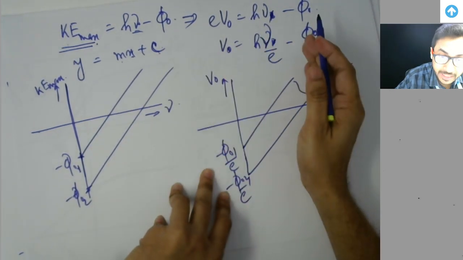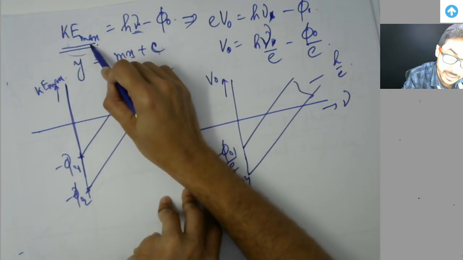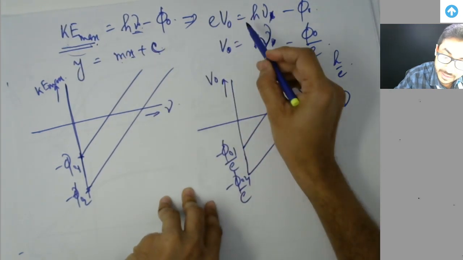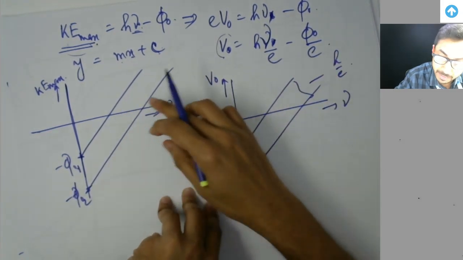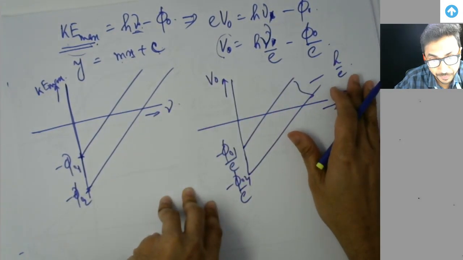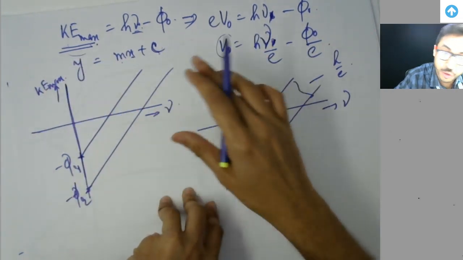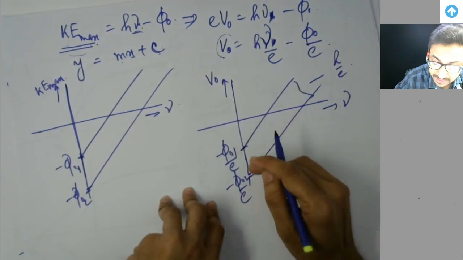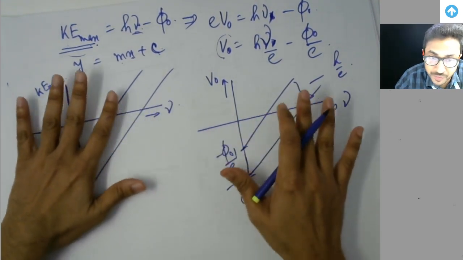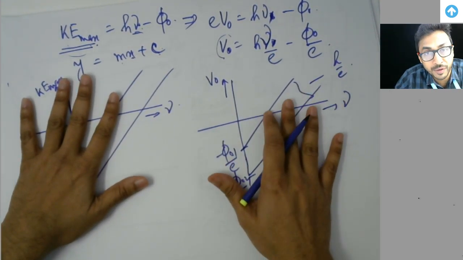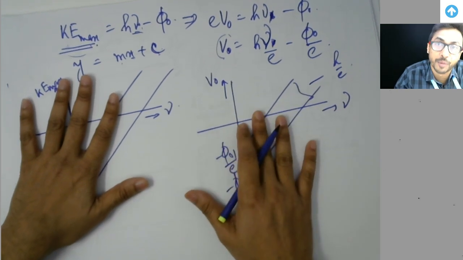So in both the cases, the maximum kinetic energy with respect to frequency and stopping potential with respect to frequency, it will be a straight line. But in the same graph, the slopes are not changing. What is changing is the intercept. Okay, this comes to the equation of the photoelectric theory. Let us see how we can solve some problems.